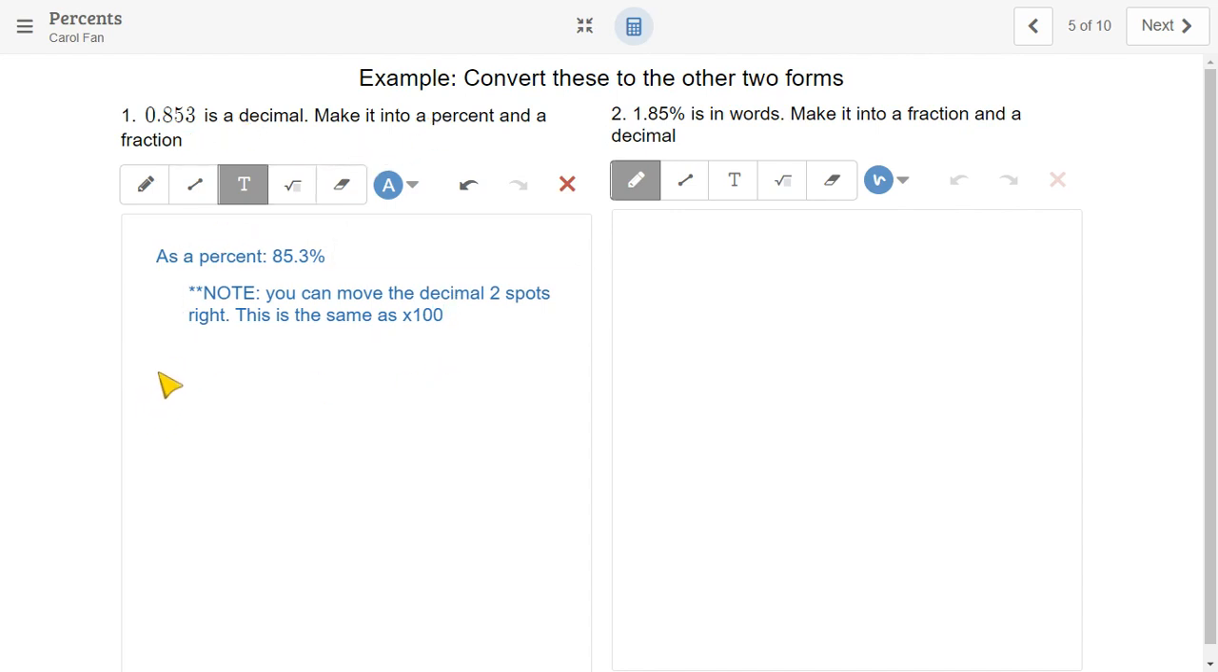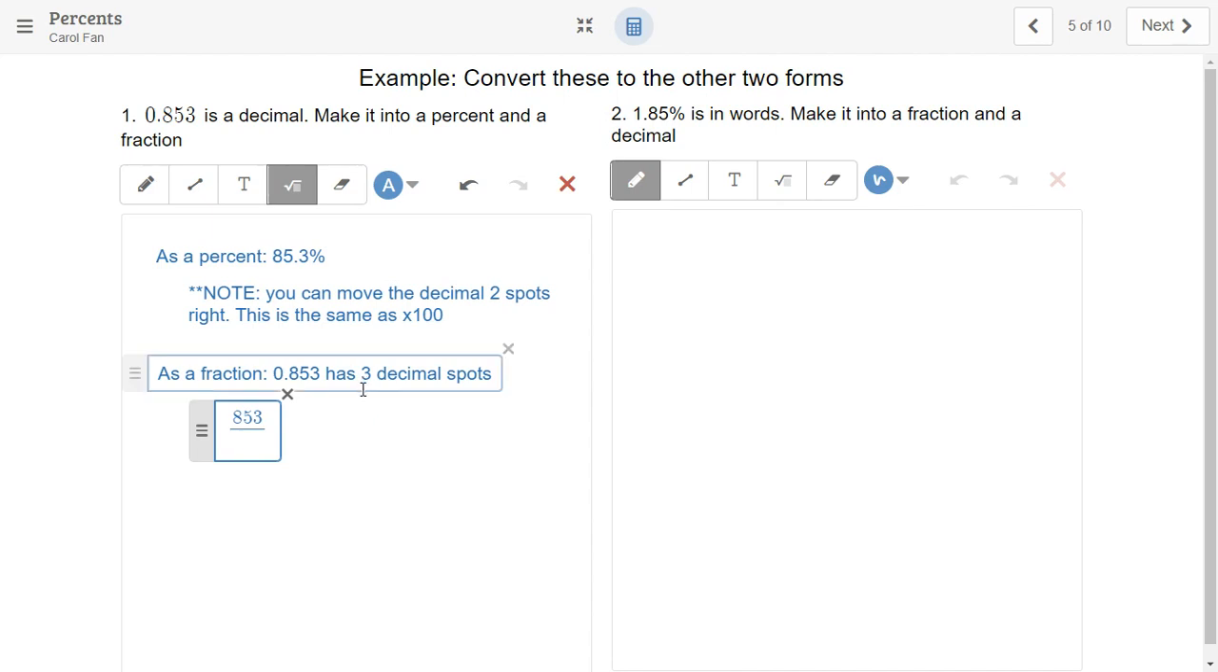Next, let's express it as a fraction. 0.853, we know that there are 3 decimal spots. 1, 2, 3. So we're going to first make the numerator. The numerator is a whole number, 853, and at the denominator, we're going to place 1 and zeros equal to the number of decimal spots. So 1, 2, 3.